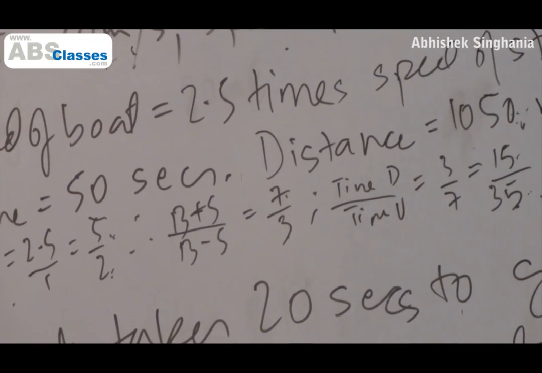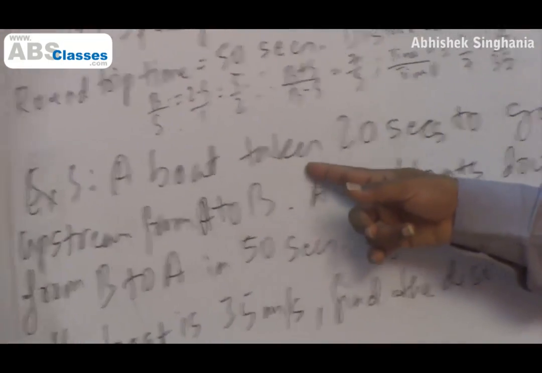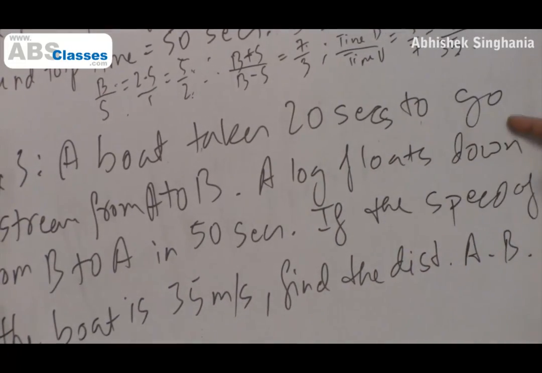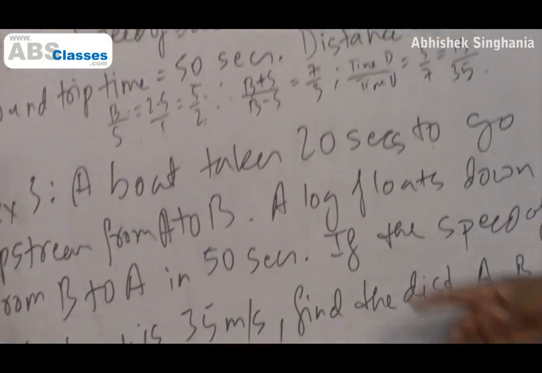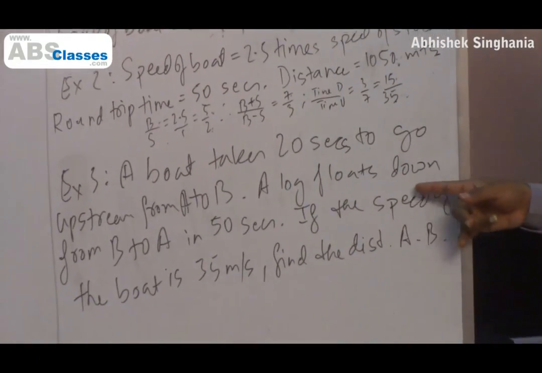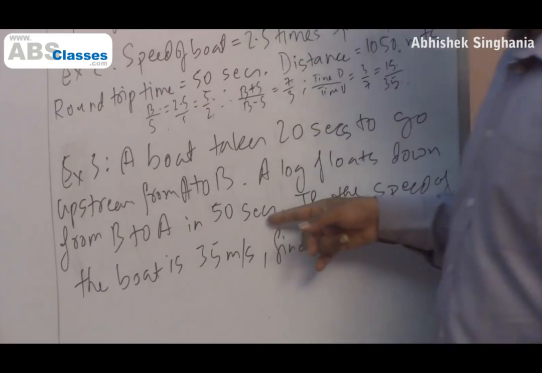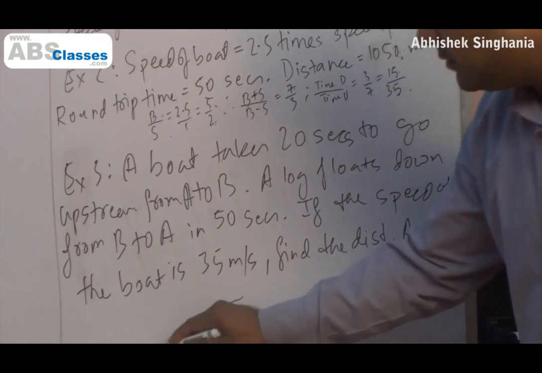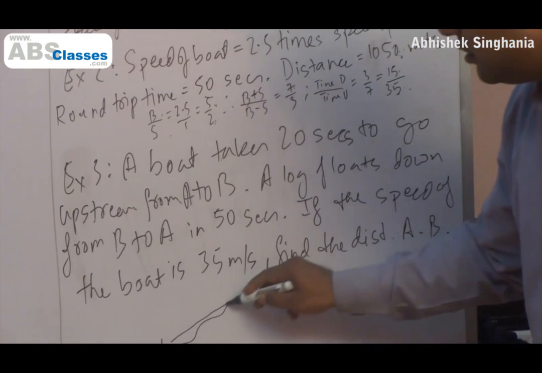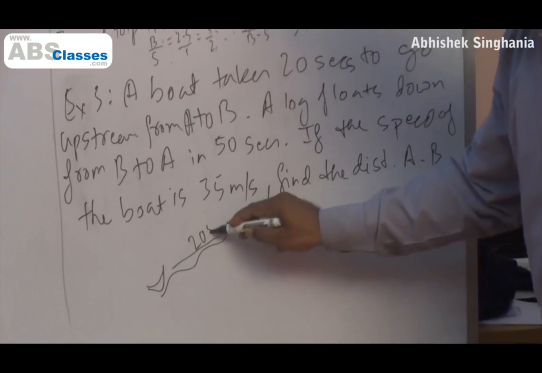Now let's come to the third and the final example. A boat takes 20 seconds to go upstream from A to B. So upstream time is 20 seconds. A log floats down from B to A in 50 seconds. So the whole diagram goes like this. This is the stream. The boat will take 20 seconds.